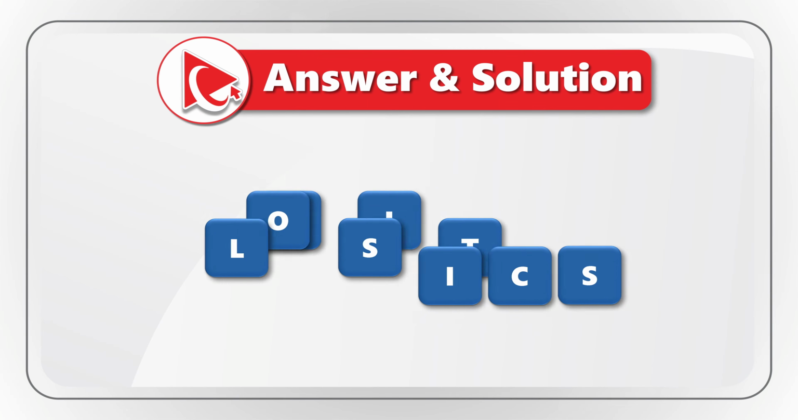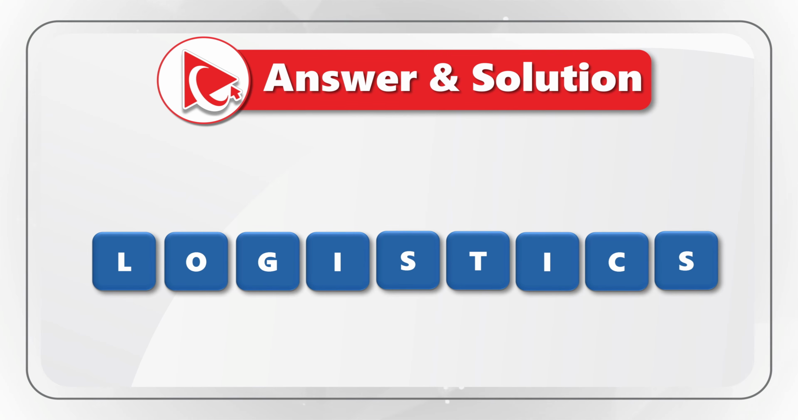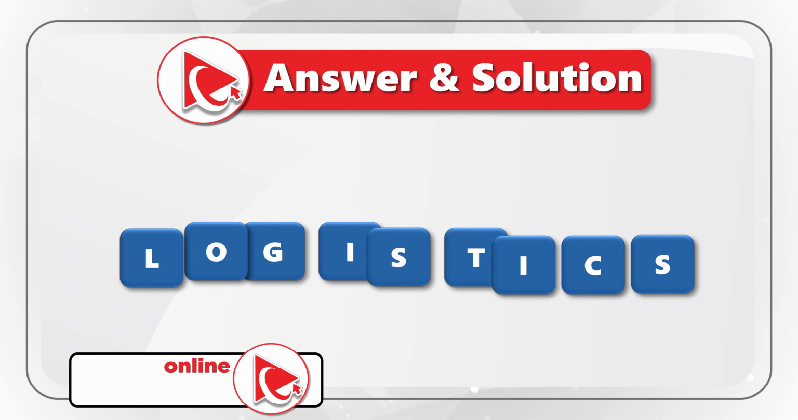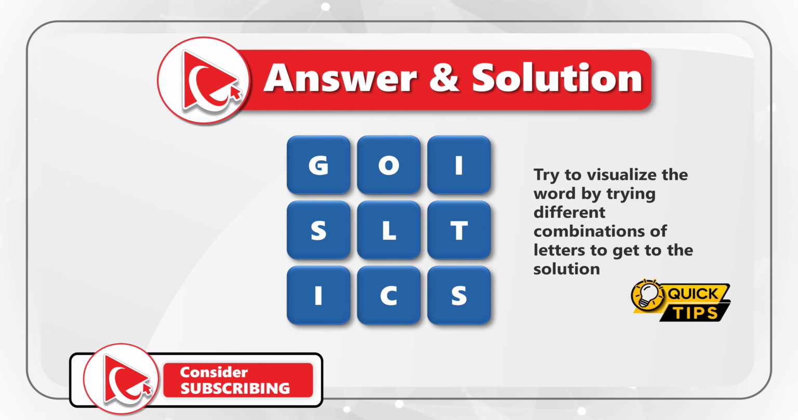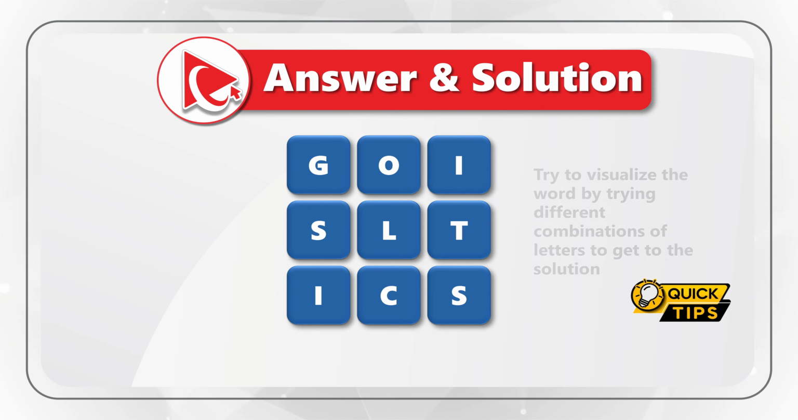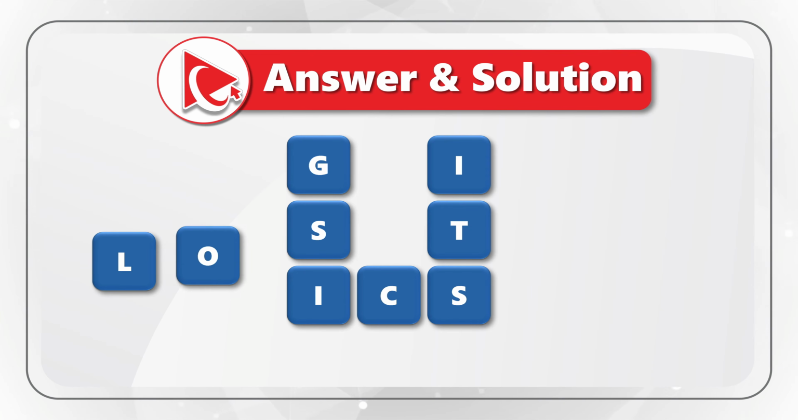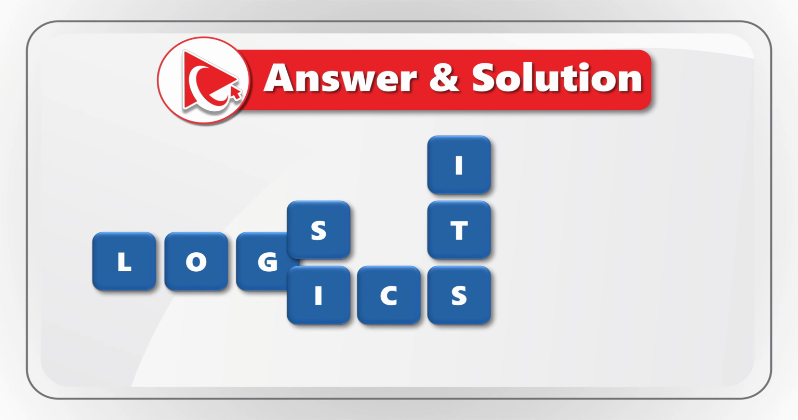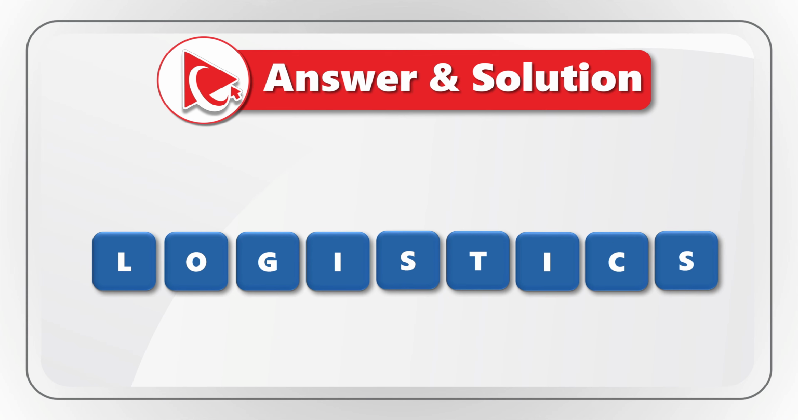The answer is logistics. The word is spelled as L-O-G-I-S-T-I-C-S. To get better at solving these types of challenges, try to visualize the word and try different combinations. For example, if you look at the original 9 letters, you will see that if we start from the middle, you can start building the word. L-O-G, and then you build the remainder of the word to get to the correct answer.